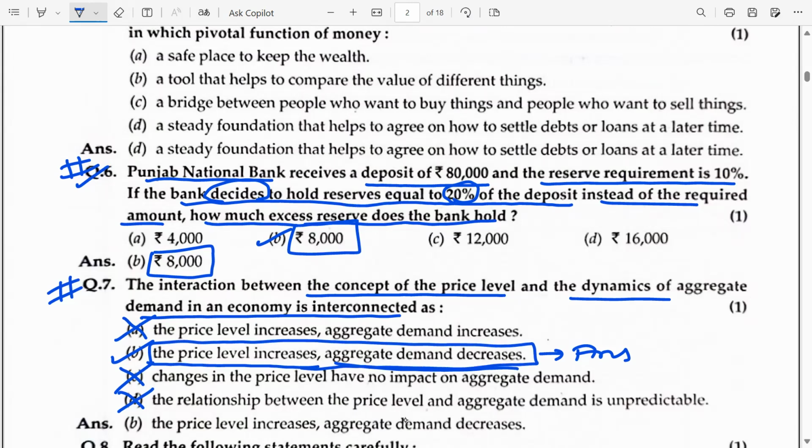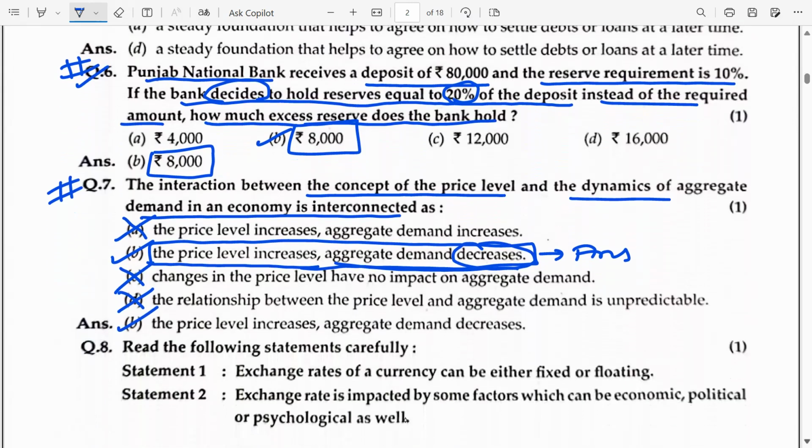Like the individual demand curve in microeconomics is downward sloping, the aggregate demand curve is also downward sloping with respect to price. When price level goes up, aggregate demand decreases. This is my answer. Okay. Now moving forward to question number 8.